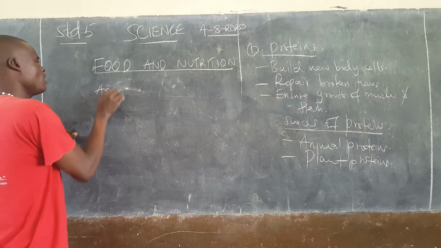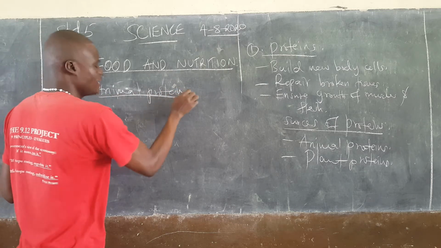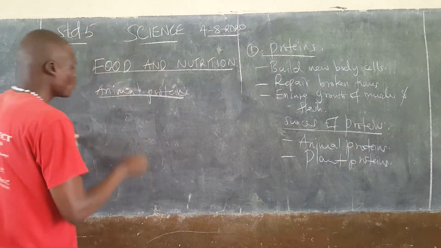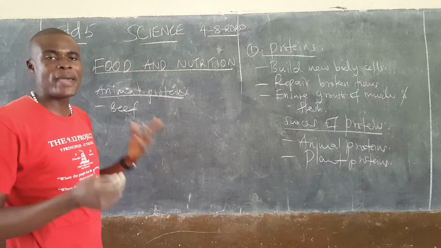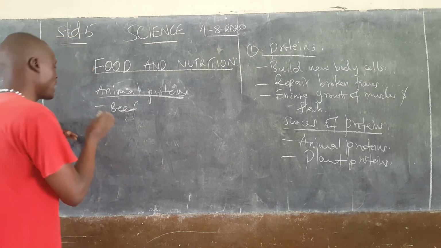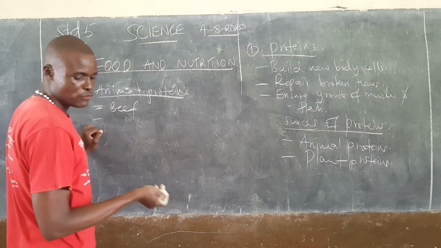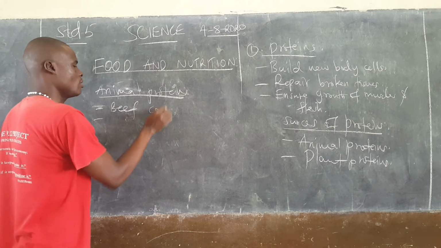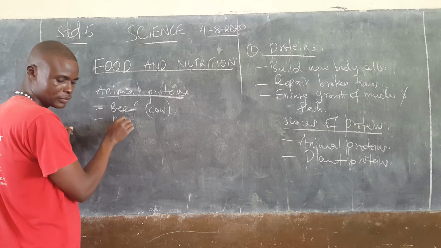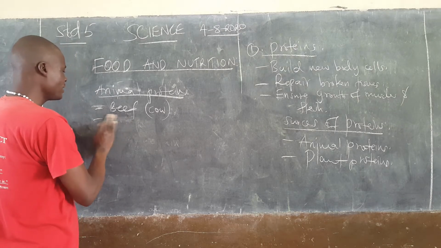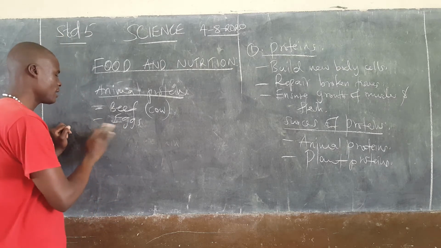Sources of animal proteins. I will mention them very fast. We have beef as our first example. Beef is the main source of animal protein that people like. That's the meat from a cow. We also have eggs, very important, and milk.